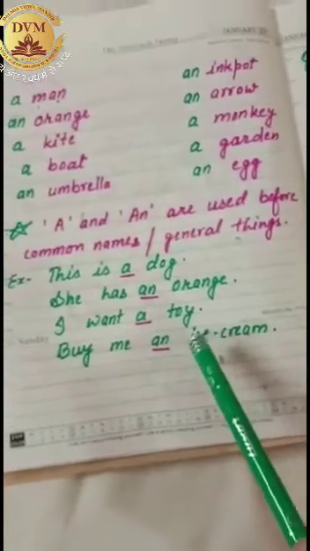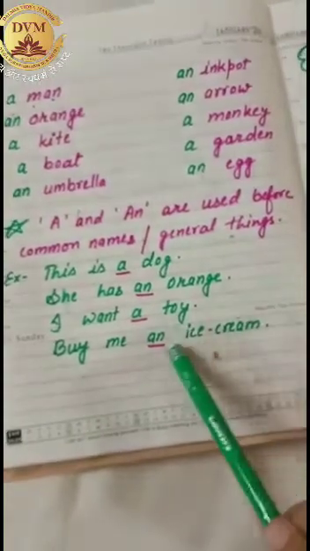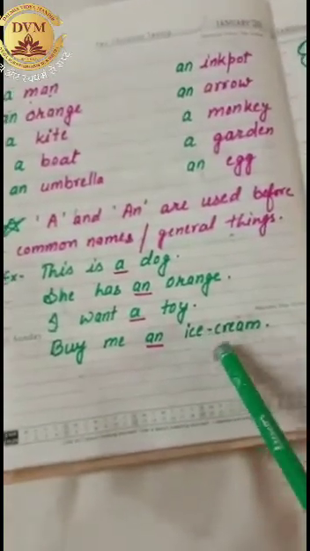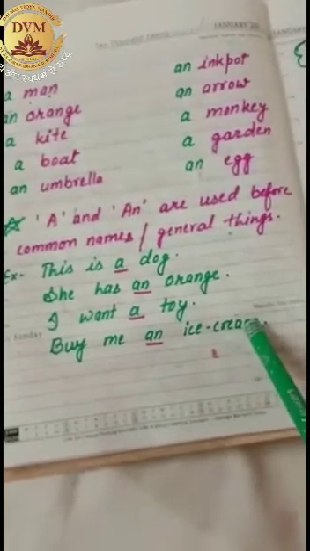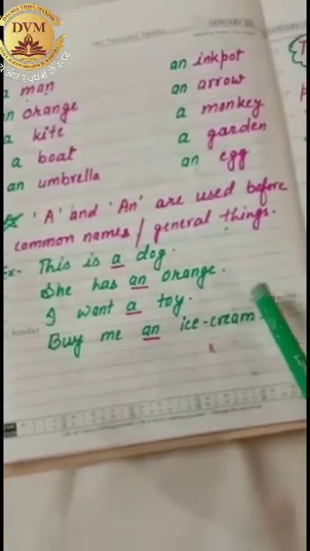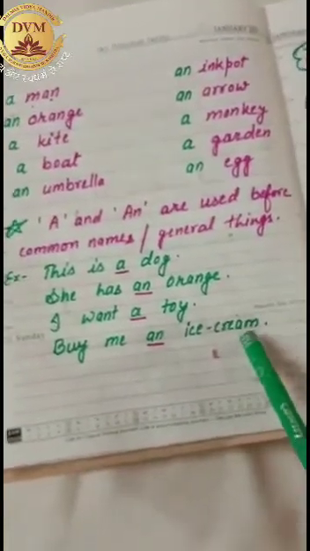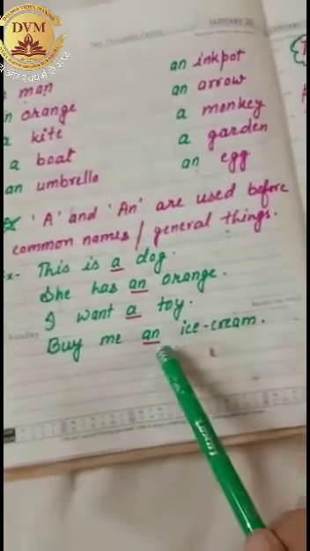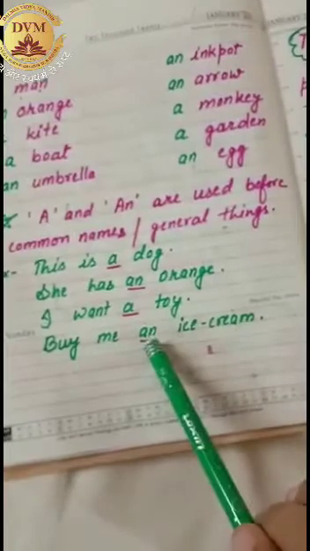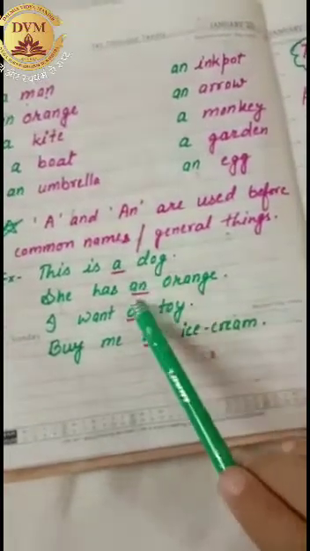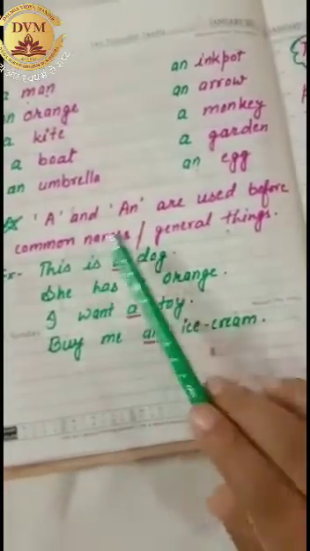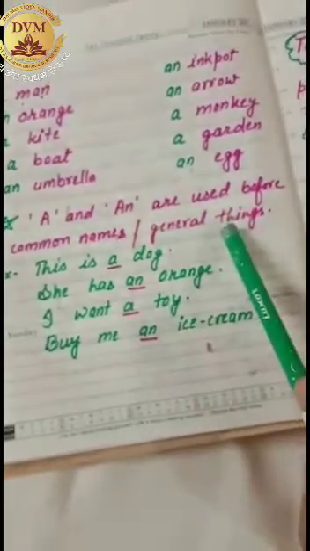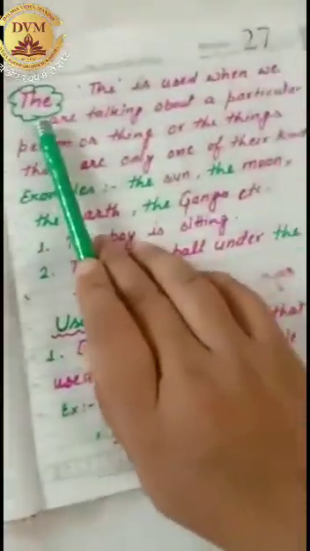Because if it is not a particular name, if we write here strawberry or vanilla or anything, and give a separate name like Amul ice cream, then it would become a special name. But here it is only ice cream, it's a general word, so we are using 'an' before it according to its sound. So a and an we are using with common names, common nouns or general things. Okay. Now the use of the.